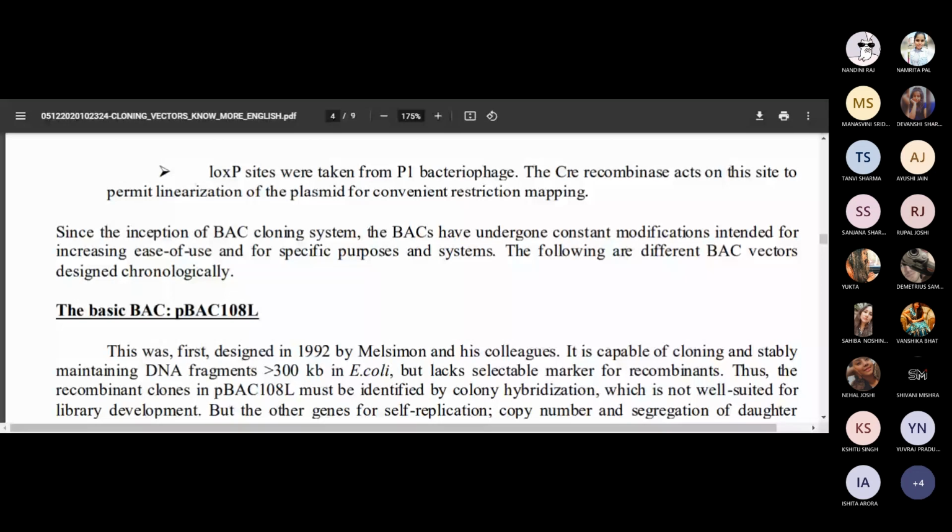So for that, we are going to do this artificial packaging, and for that we are introducing the cos site in them also. The example of your BAC is the pBAC. Here we are using the term P because it is going to be a plasmid, and plasmid-based artificial chromosome 108L is going to be the name of it.